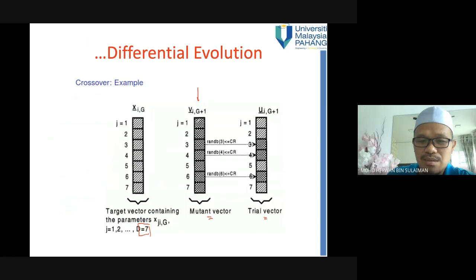So let's say at parameter number 3, when you do the random, it's less than the crossover probability, so it will change to the trial vector, meaning that this information will be transferred to this trial vector. Similar with the 4 and this one for the 6. So now your target vector becomes like this. Okay, this is how the crossover is implemented.